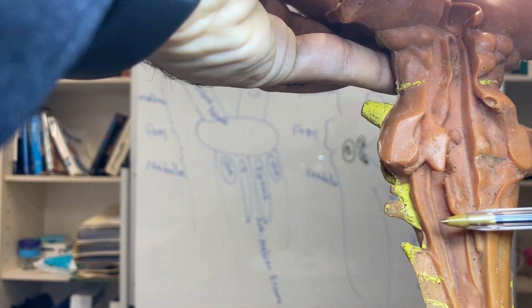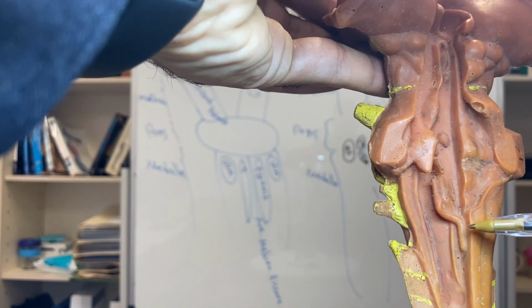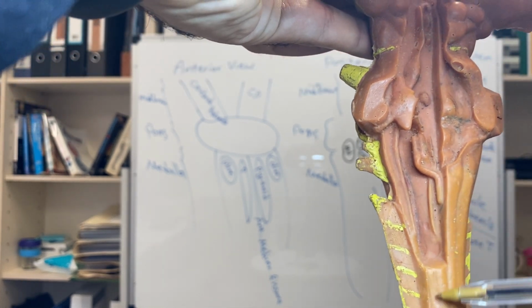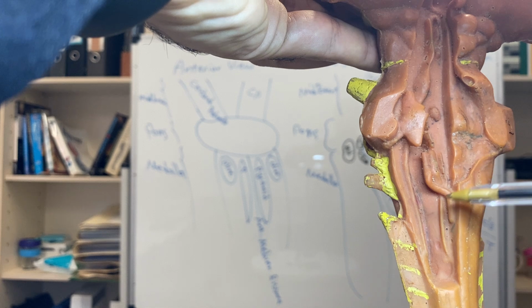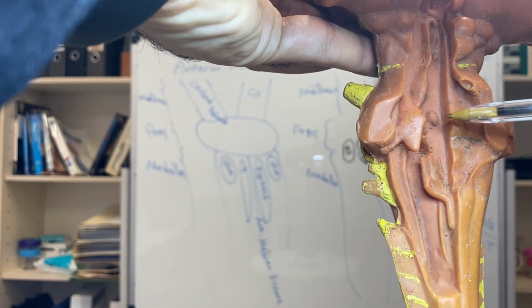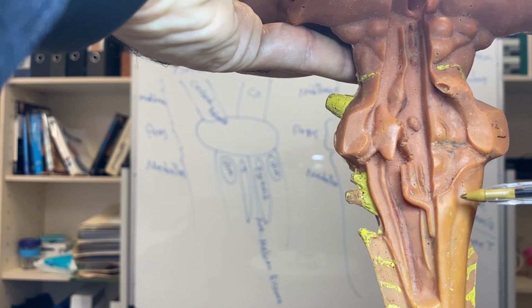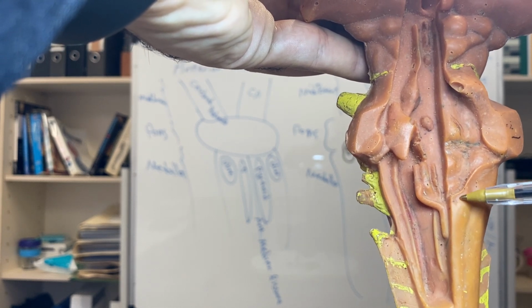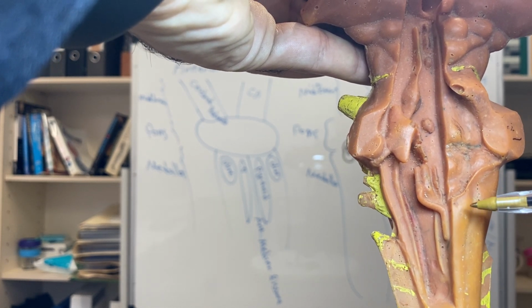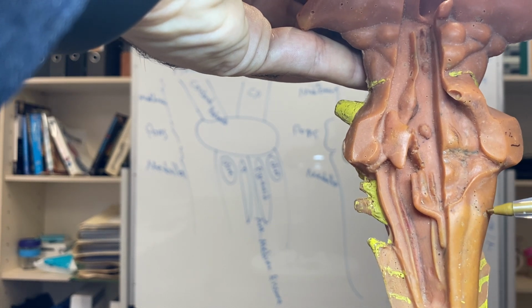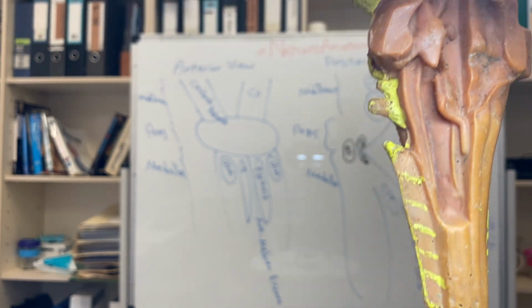Down here, I'm going to show you the medulla. Here is the open part of the medulla, and this part is closed part. Just below the fourth ventricle, the closed part of medulla, you can see two bumps. This one is gracile tubercle. The lateral one is the cuneate tubercle.